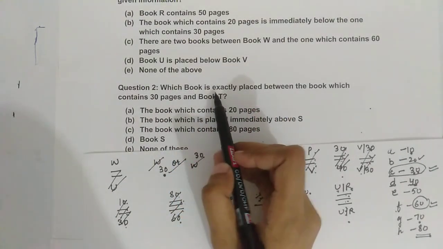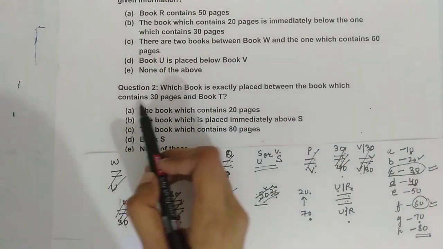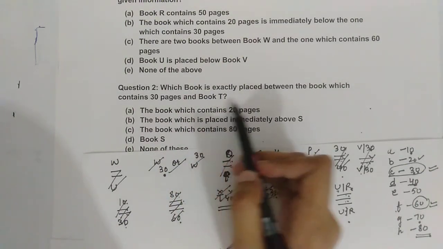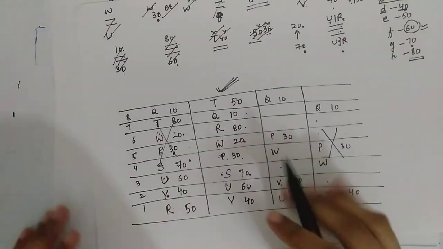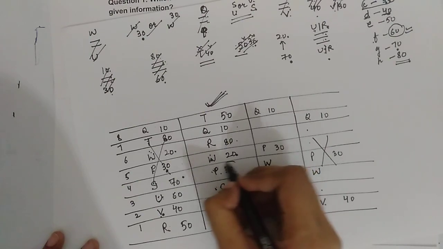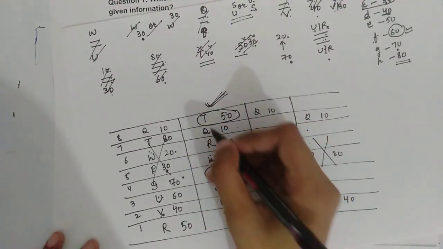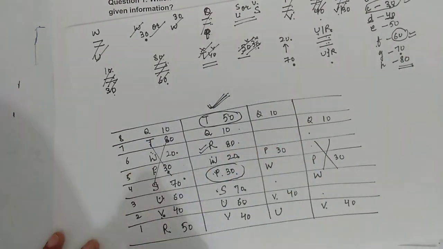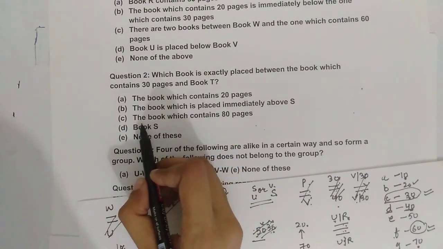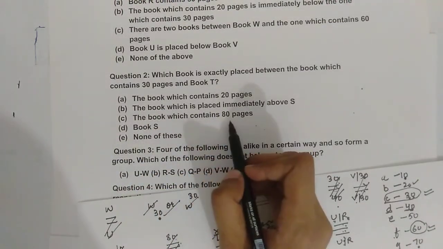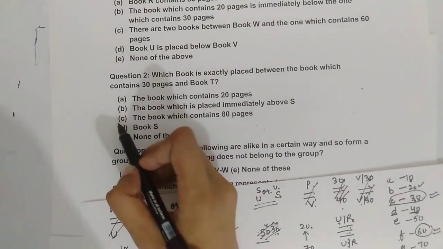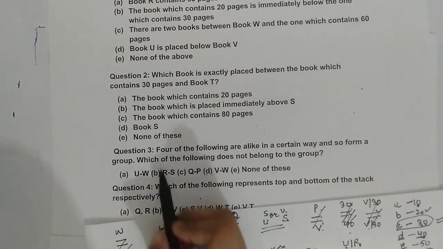Which book is exactly between the book which contains 30 pages and book T? Now the book containing 30 pages is P and T. Which book is exactly between these two? Book R. Fine. So the right answer here is book R containing 80 pages. So what will the right answer be here? The book which contains 80 pages. Fine. So option C is the right answer.